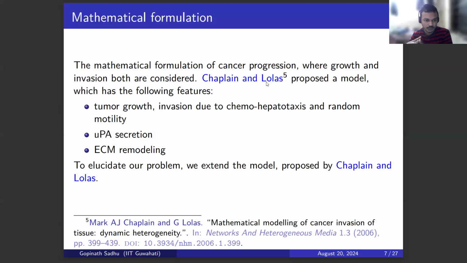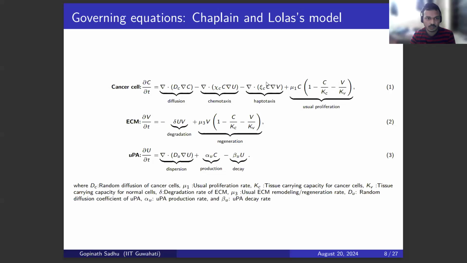So to elucidate our problem, we extend this model into our work. Directly, if we go to the Chaplin and Lawless model, they are given by equations 1, 2, and 3. In equation 1, for the cancer cell, they have used a two-compartment model, where the cancer cell and the healthy part, only the ECM, they have considered.